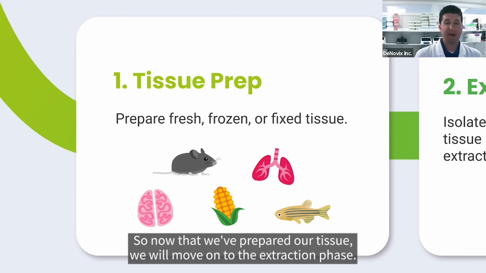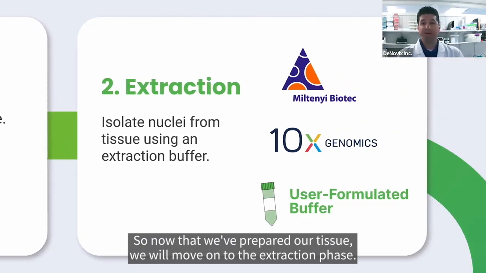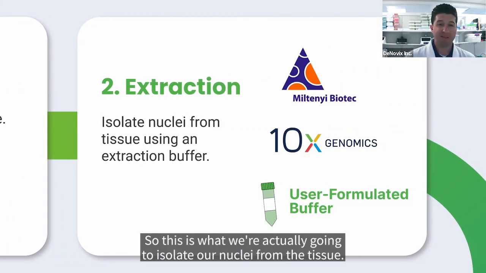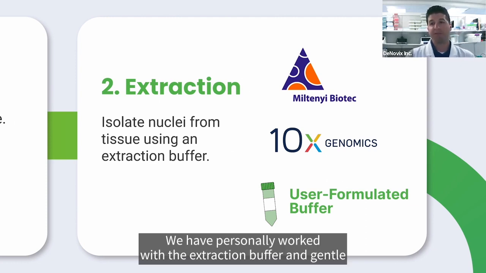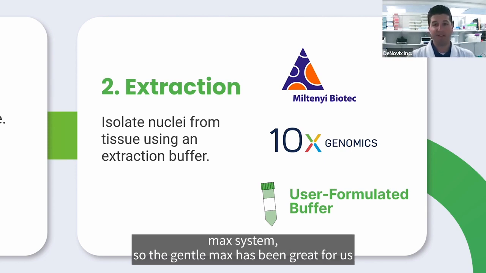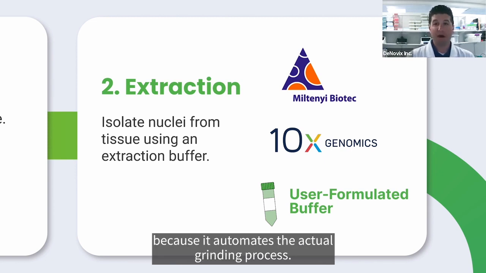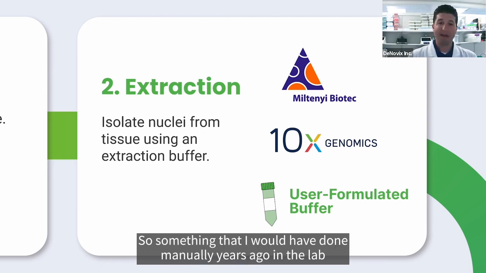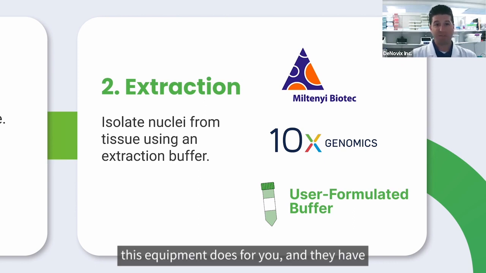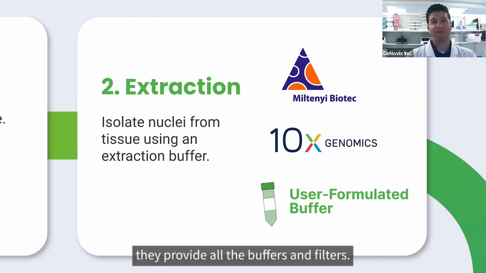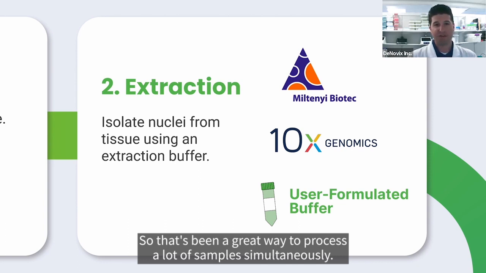So now that we've prepared our tissue, we will move on to the extraction phase. This is where we're actually going to isolate our nuclei from the tissue. We have personally worked with the Miltenyi extraction buffer and GentleMax system. The GentleMax has been great for us because it automates the actual grinding process. Something that I would have done manually years ago in the lab, this equipment does for you, and they provide all the buffers and filters. So that's been a great way to process a lot of samples simultaneously.